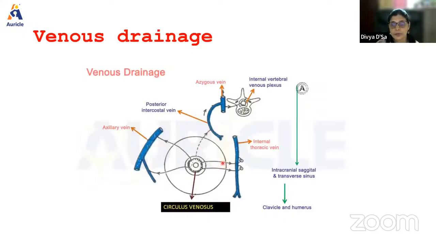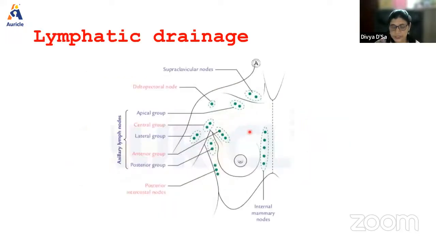and the venous drainage corresponds to the same named veins. So from the medial side, it drains into the internal thoracic vein. Basically around the nipple, here in the areola, it forms a venous plexus, which is known as the circulus venosus, and from there it will be draining into all of these. It also goes to the posterior intercostal vein, and from there it drains to the azygos vein. So that is the venous drainage.